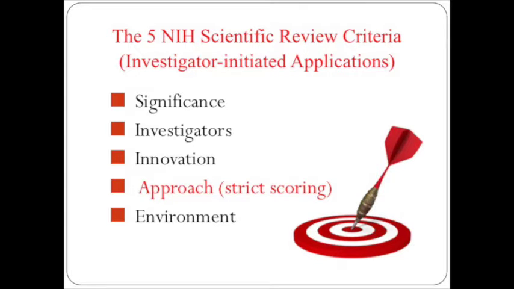So we have 5 areas. They've been talked about: significance, investigators, innovation, approach, and environment. The reason I have approach is because that's usually hit the hardest, percentage-wise. Every time I get a review, I've helped somebody write a grant and I get a review or my own reviews, I just make a note of the scores. And every single time, the approach, what are you doing?